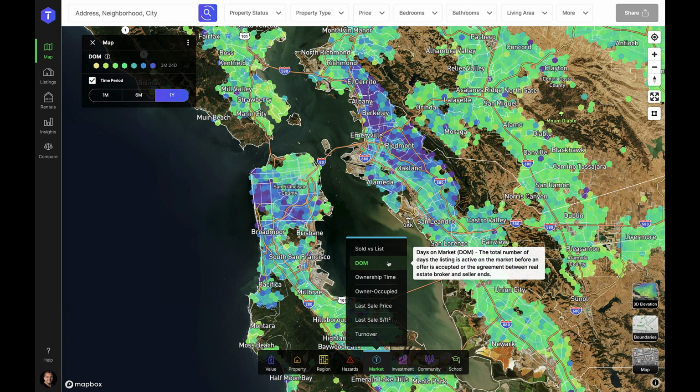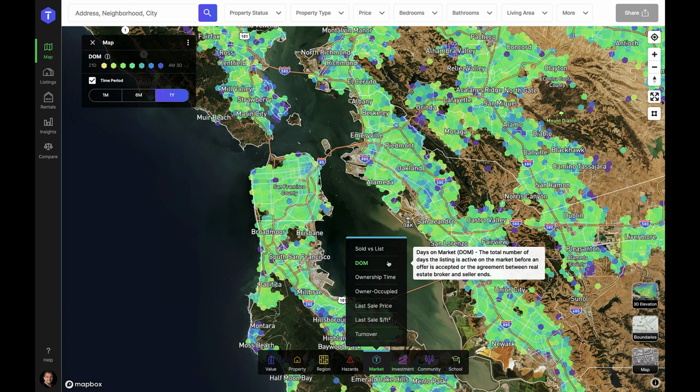The days on market layer gives you insight into how long homes typically take to sell in any given region. This is very important when transacting in a hot area and you need to prove to your buyer that there is urgency. Also very helpful to set expectations with your sellers on how long their home will take to sell.